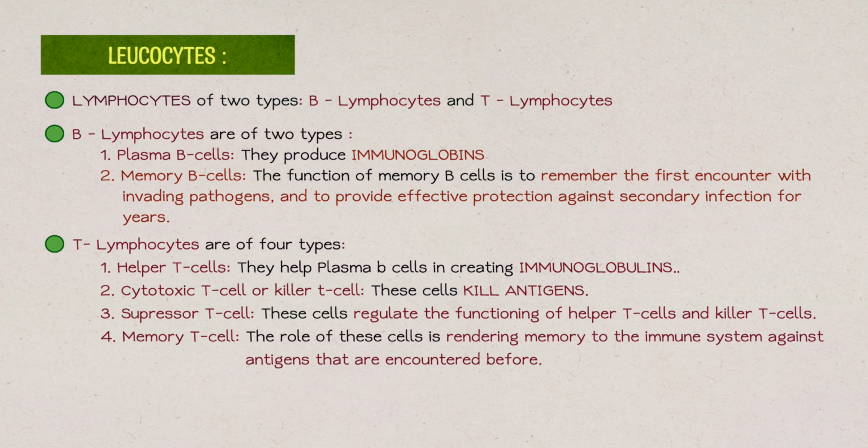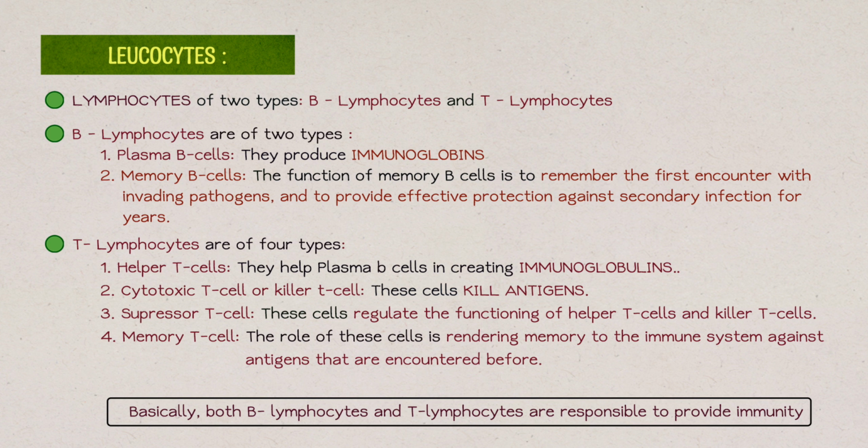Next is T lymphocyte. T lymphocytes are further divided into four types. Number 1, helper T cells. They help plasma B cells in creating immunoglobulins. Number 2, cytotoxic T cells or killer T cells. These cells kill antigens. Number 3, suppressor T cells. These cells regulate the functioning of helper T cells and killer T cells. Number 4, memory T cells. The role of these cells is rendering memory to the immune system against antigens that are encountered before. Basically, both B lymphocytes and T lymphocytes are responsible to provide immunity.